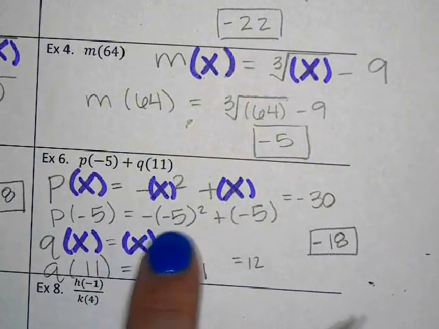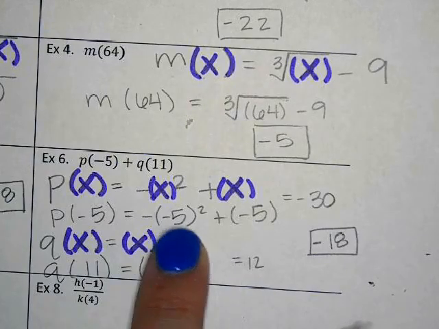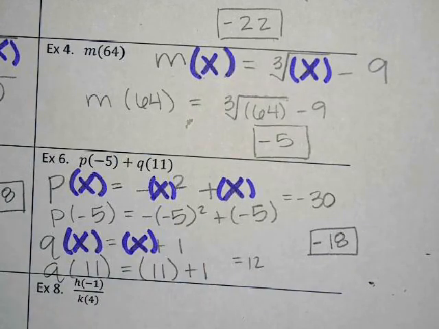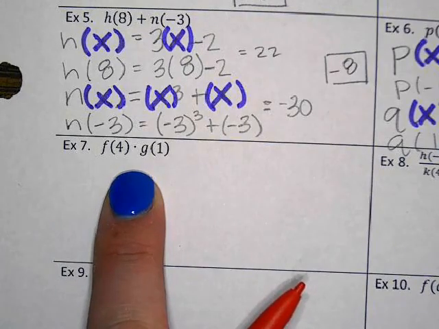All right, let's try number 7. So number 7, same thing. We're going to get two numbers, and then we're going to multiply them together. So let's see if we can get this one right. So take F, plug in 4, take G, plug in 1, and then multiply them together. Let's see if we can get this one right.